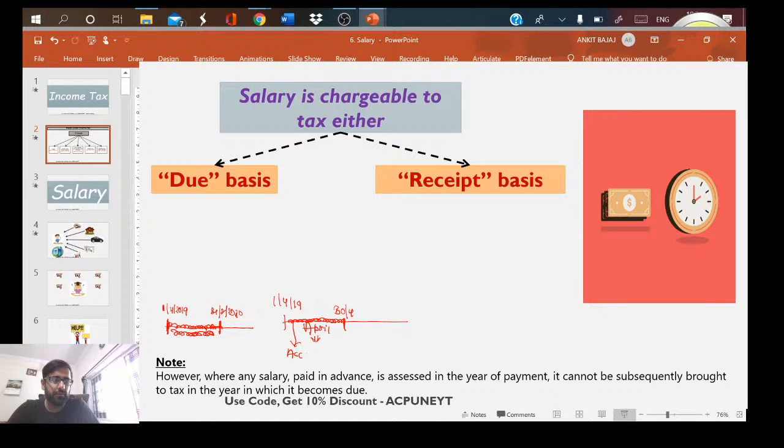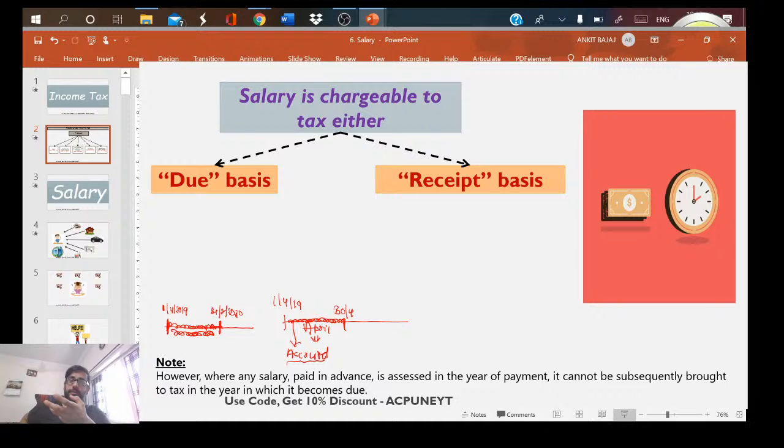In India, what system do we follow? Every day our salary gets accrued. Let's suppose on 1st April I have joined Reliance company and provided services. So my one day's salary is going to be accrued. Then on the second day also I went to Reliance company and provided my services, so my second day's salary is going to be accrued. So every day if I'm providing services, every day my salary is going to accrue. This concept we have to follow.